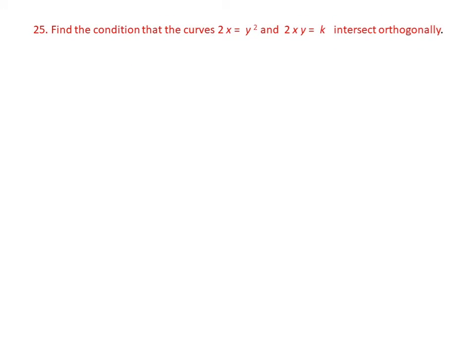The next question which I would talk about says: find the condition, this time between the curves given to you as 2x = y² and 2xy = k, that they intersect orthogonally. I hope you remember, when two curves intersect orthogonally it means that they are perpendicular to each other. Now in this also I am going to take the two curves. One is 2x = y² and the other is 2xy = k.